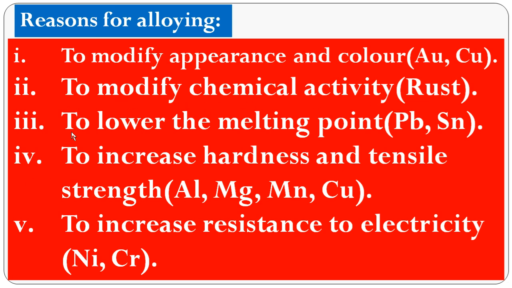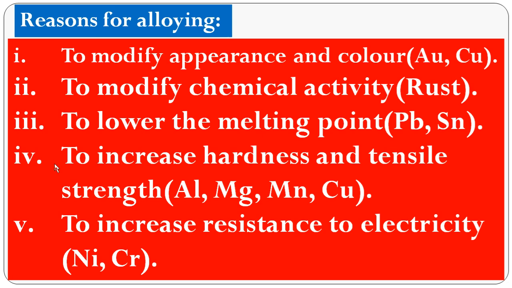The third one, to lower the melting point. Fuse wire contains an alloy, a mixture of lead and tin. Lead means Pb and tin means Sn. It has a high resistance and low melting point. So it is used to lower the melting point.